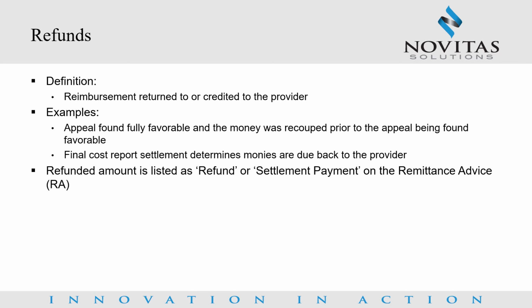One example is when an appeal is found favorable and the money was recouped prior to the appeal being found favorable. This scenario would be reflected as a refund on the remittance advice. Another example would be when it is determined money is due back to the provider upon final cost report settlement. This scenario would be reflected as a settlement payment on the remittance advice. Now, let's take a look at each of these scenarios on the remittance advice.